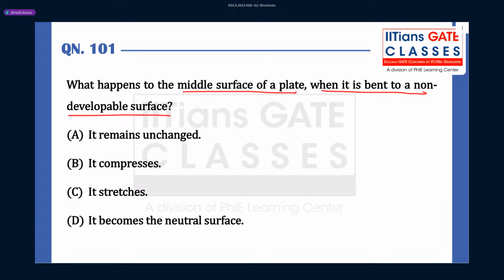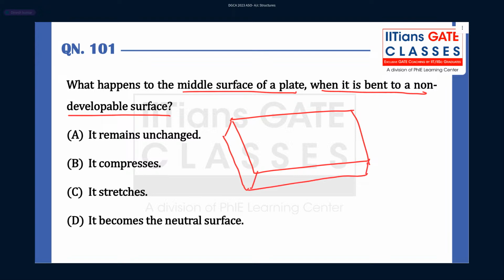So guys, if you take the plate and if it is subjected to bending, what happens to the mid surface? What happens to the mid surface after bending? There will be no change in length of the mid surface, and the strain at the mid surface will be 0. So it will become a neutral surface.